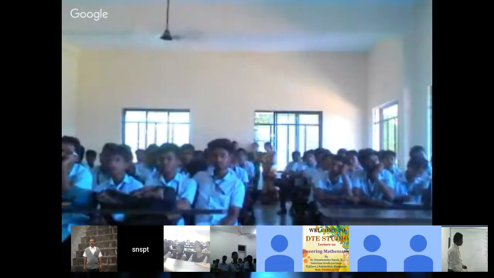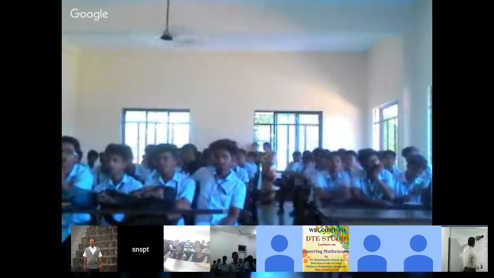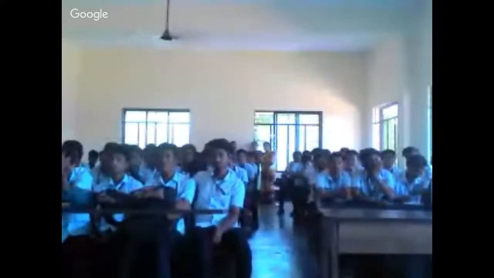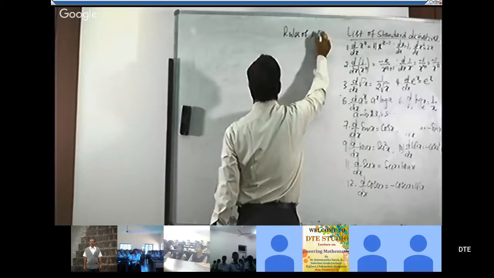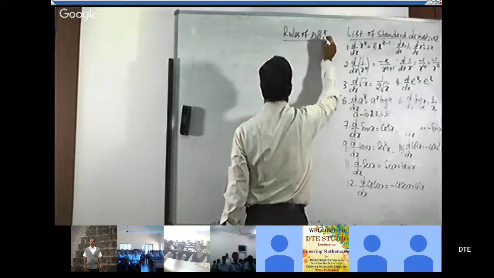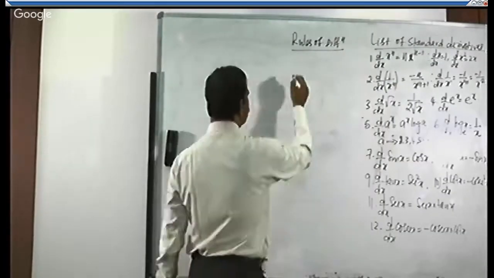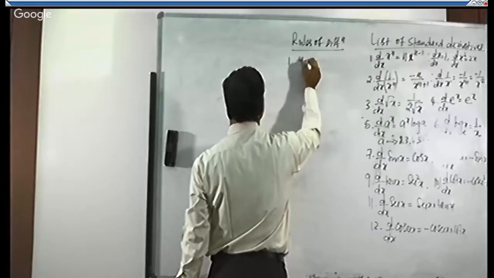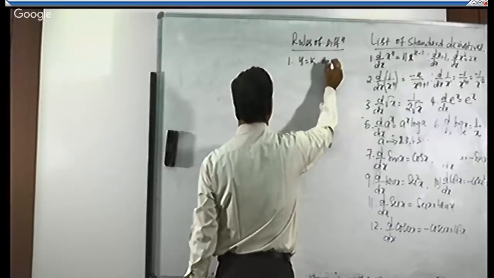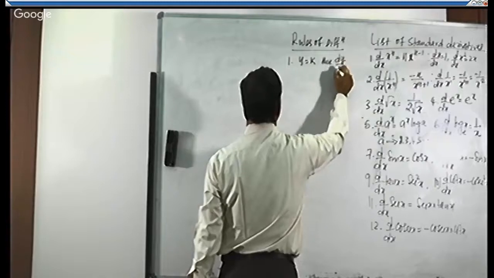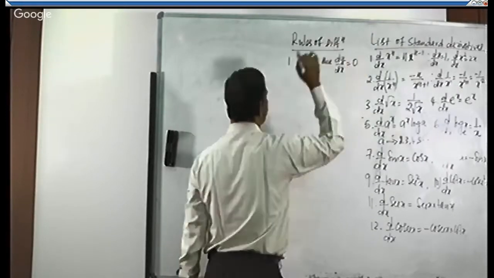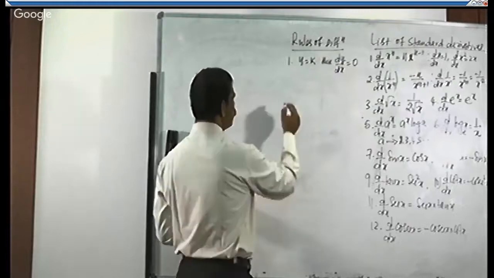To work out problems on differentiation, very important thing is you must remember the standard derivatives and rules of differentiation. I will list it out here. First one, y is equal to k. Then dy by dx is equal to 0. Differentiation of any constant is 0.